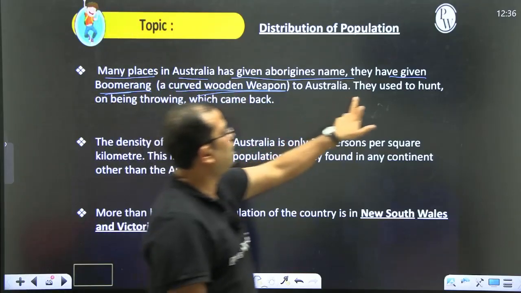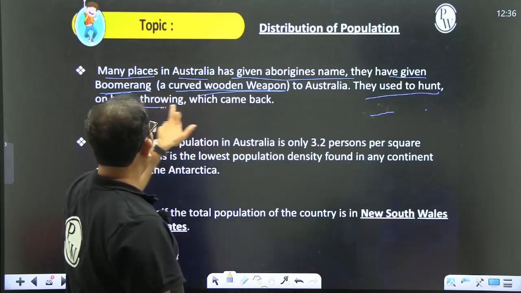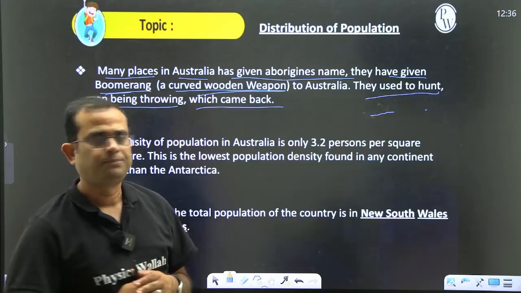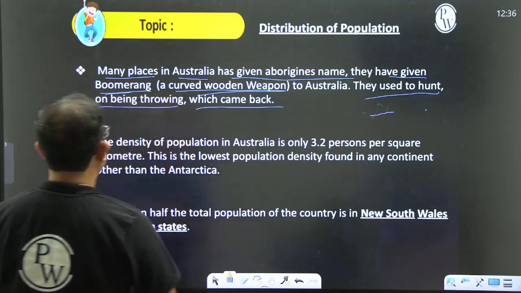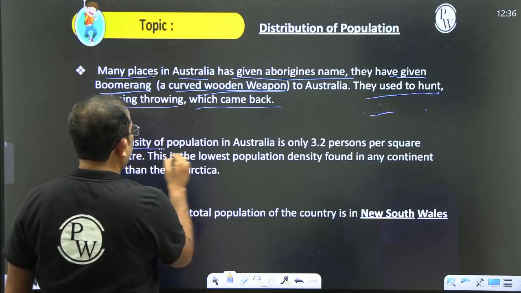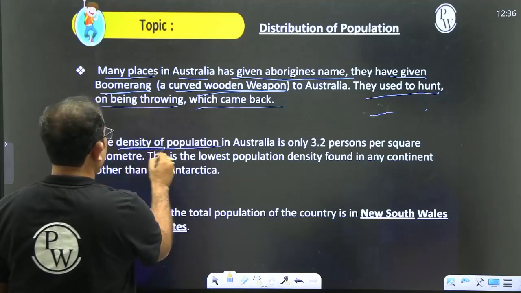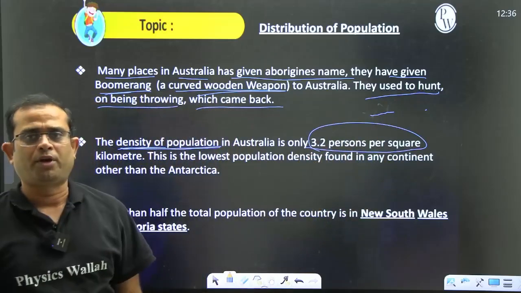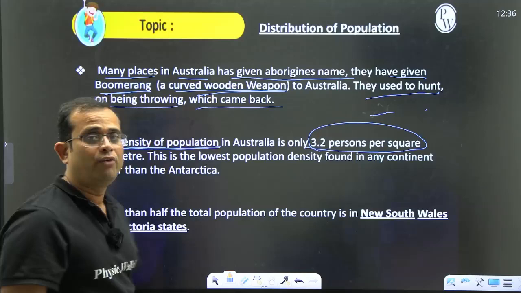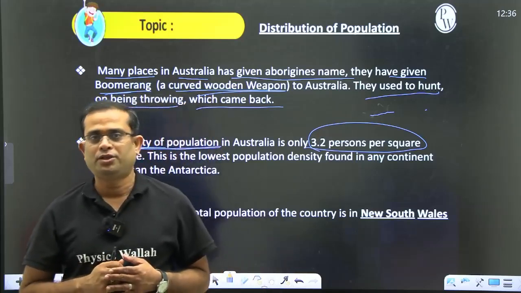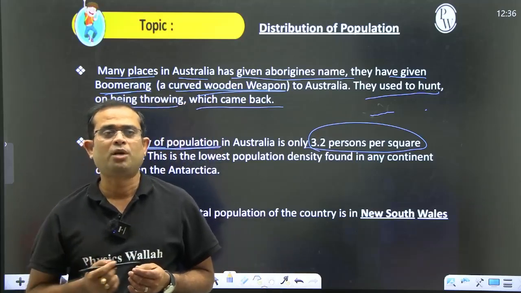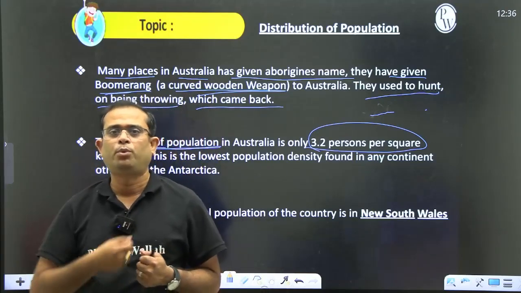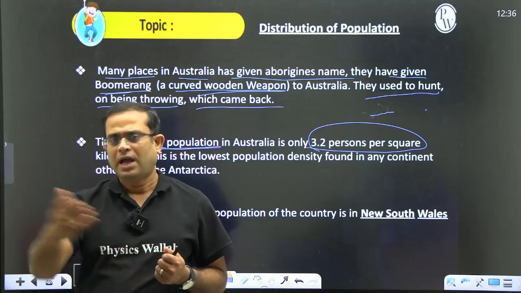They used to hunt by throwing it, and it would come back. The density of population in Australia is only 3.2 persons per square kilometer. We saw the boomerang in the Jungle Book movie, where Mowgli throws this kind of curved weapon at an animal to hunt, and it comes back.